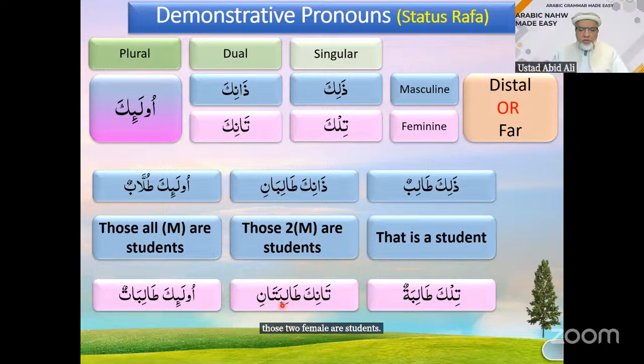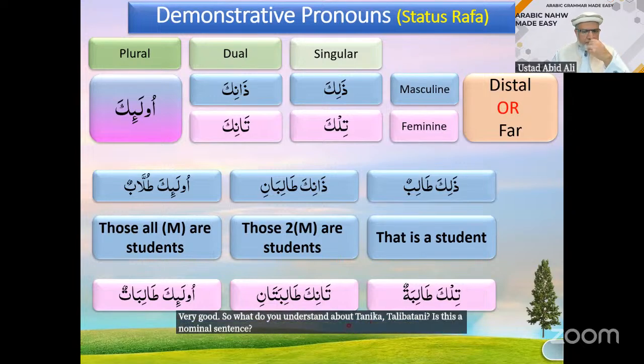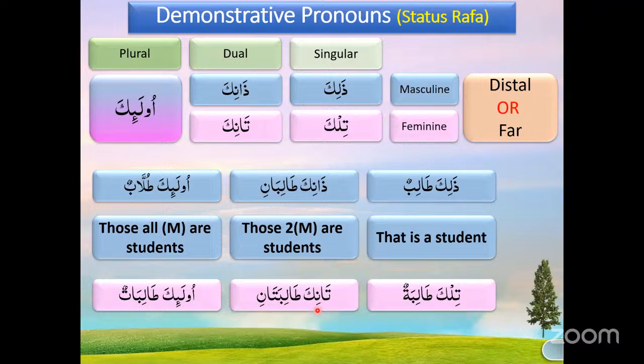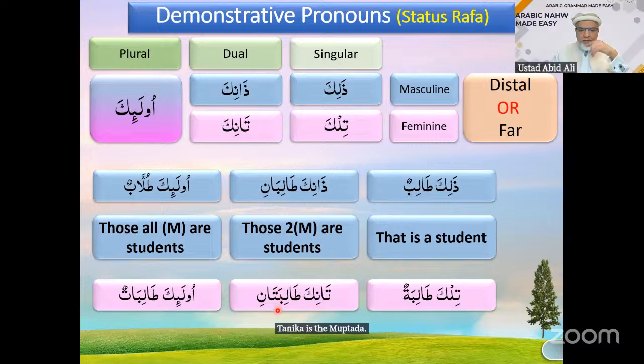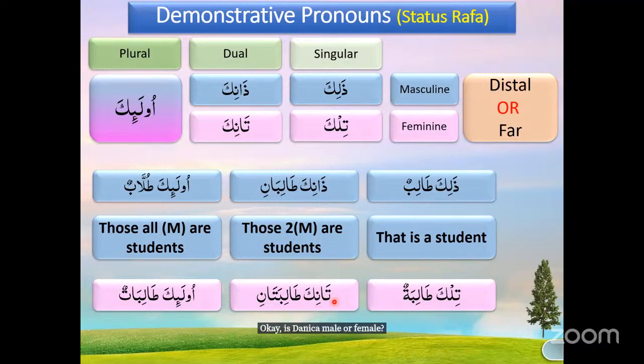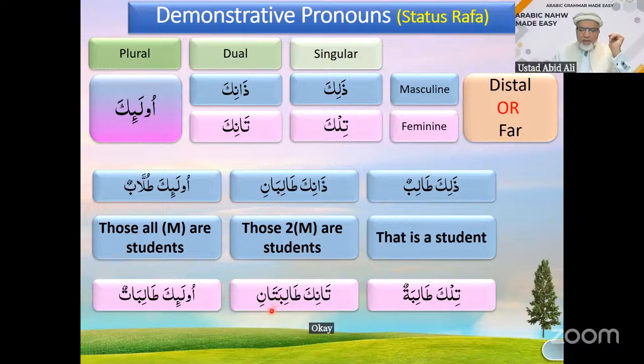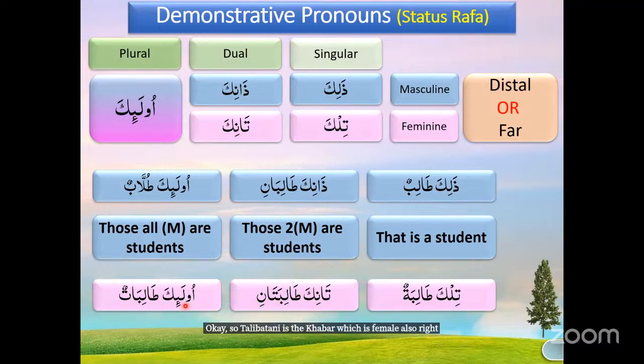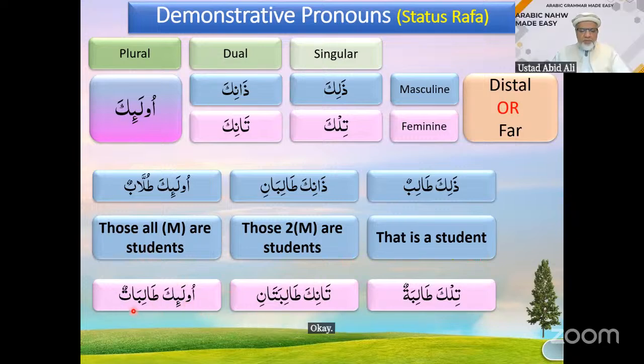Very good. So what do you understand about tanika talibatani? Is this a nominal sentence? Yes. So what is tanika then? Tanika is mubtada and talibatani is a khabar. Is tanika male or female? Female. So what happens to the khabar then? It becomes female as well. And what is the number of these? This is dual.